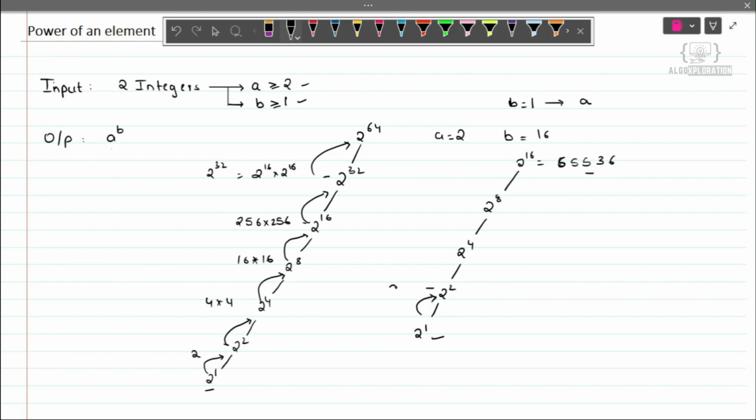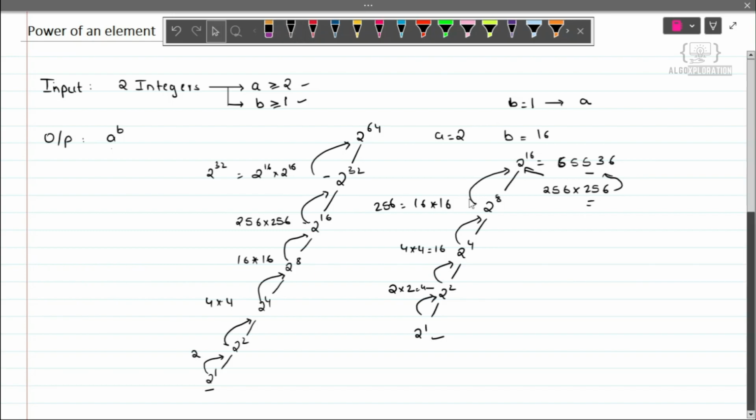Now at this place 2 into 2 will be computed and that is 4, and 4 will be returned. At this place 4 into 4 will be computed, that is 16, and 16 will be returned. At this place 16 into 16 will be computed, that is 256, and 256 will be returned. At this place 256 into 256 will be computed and we will get the answer, that is 65536. So in this way we are computing the power of an element.